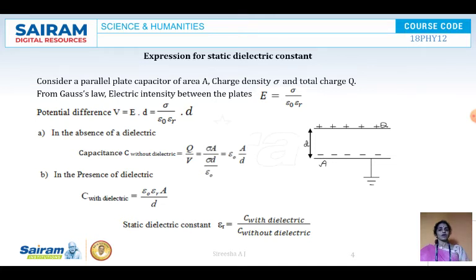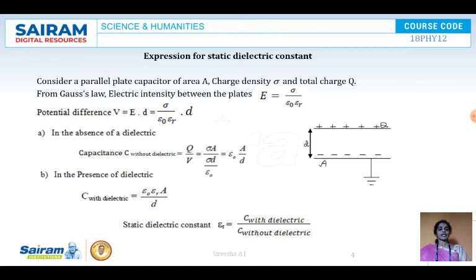From Gauss law, the electric intensity between the plates is E = sigma by epsilon naught epsilon r. For the potential difference, we know that V = E d. Since E is given in the above equation, substitute the value of E into V = E d. You will get V = sigma by epsilon naught epsilon r into d. This is the expression for the potential difference.